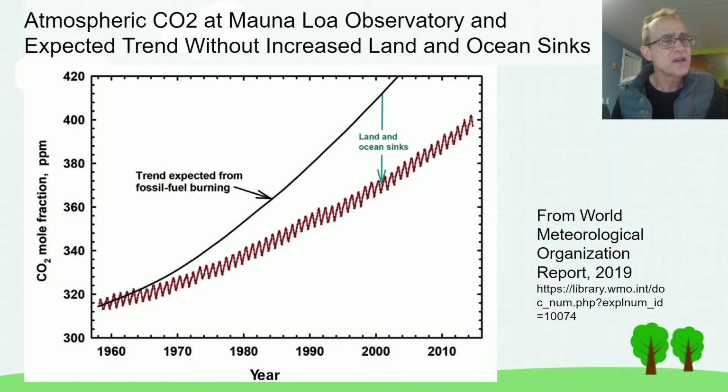Why does this increased absorption happen? It is all because of increased plant growth. If absorption rates didn't increase with increased carbon dioxide levels, the black line is what the measurements would be.